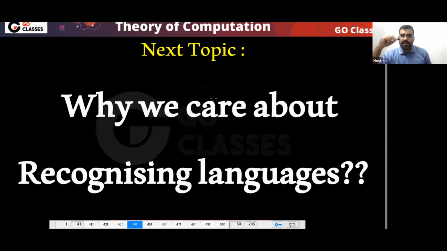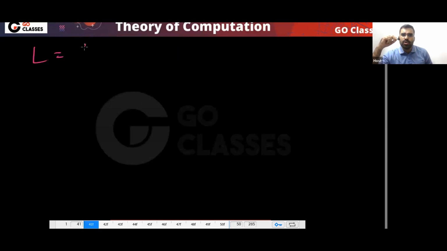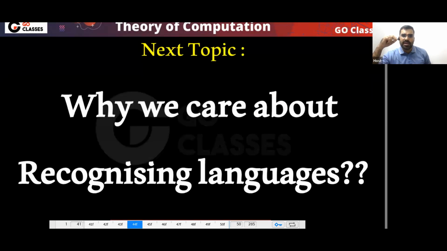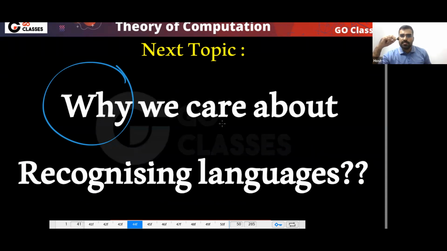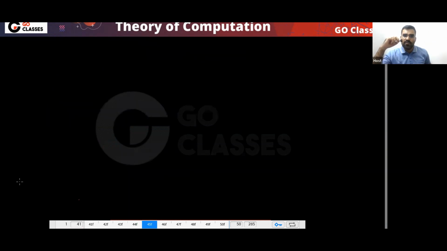Now let's see the next. What is the interesting thing about recognizing languages? This is the question. You might be thinking, why do we want to study this, to create a machine which will accept these strings? Yes or no? What is interesting about this? Can anyone tell me what is interesting about accepting languages? Why do we care about recognizing languages? Computer scientists, from the time of Alan Turing in the 1940s till now, why are people interested in recognizing languages?